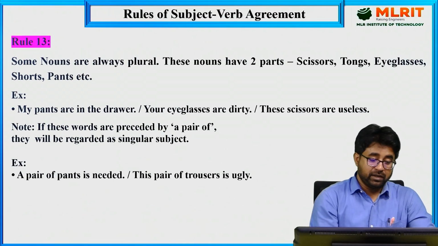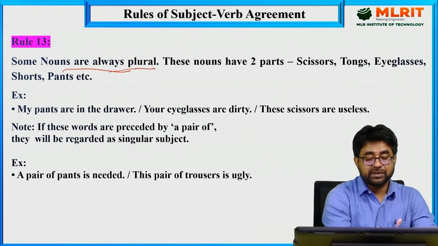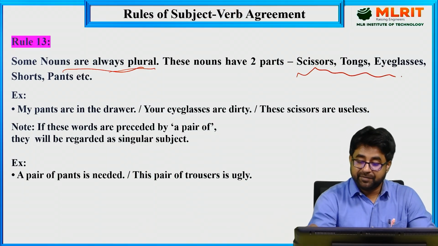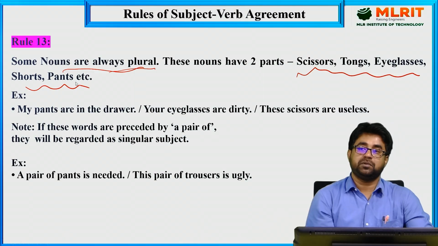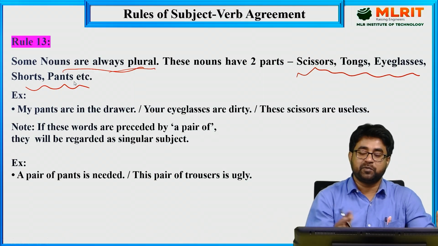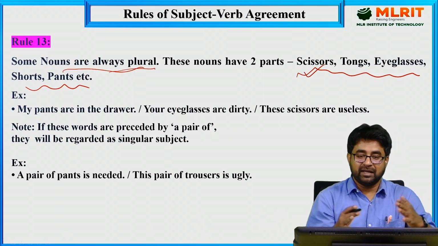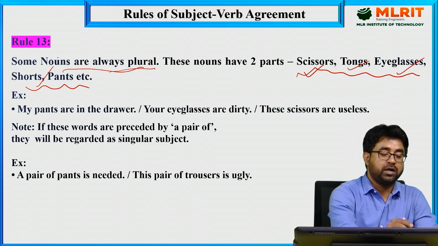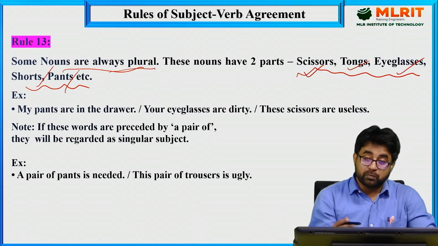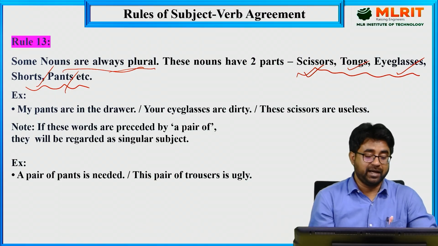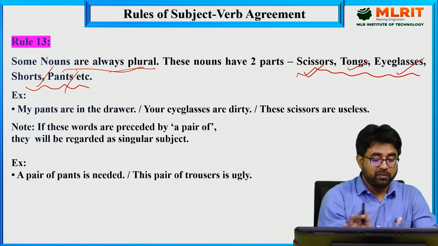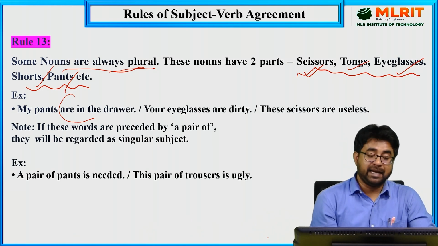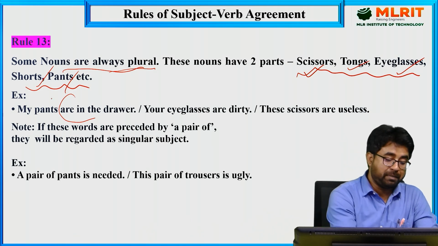Fine. Next rule, rule number 30. Some nouns are always plural. These nouns have two parts. These are very interesting nouns. They are always plural because they consist of two parts. You can see scissors, it has two parts, right? Scissors, tongs, eyeglasses, shorts, pants. Pants, two parts means two legs, right? So they are always what? Plural. You can see my pants are in the dryer. I cannot say my pant is in the dryer. It's wrong actually. My pants are.